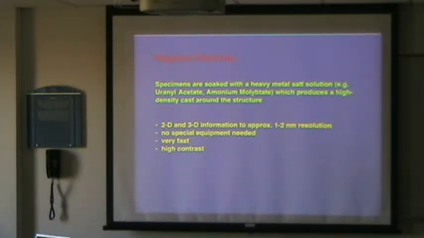You don't really need much specific equipment. I mean, it's very fast and it produces a lot of contrast. It has a couple of drawbacks though. The problem is you soak, as I said, with this heavy metal salt. That heavy metal salt is not necessarily a favorable solution for a protein. Some proteins don't like it. You also usually have not exactly the right pH, and you dry the whole thing, so you may get drying artifacts.